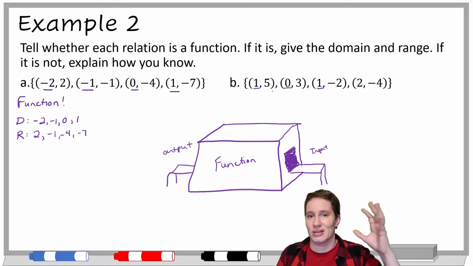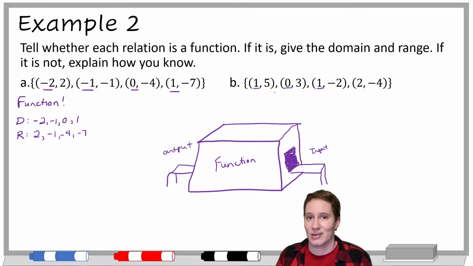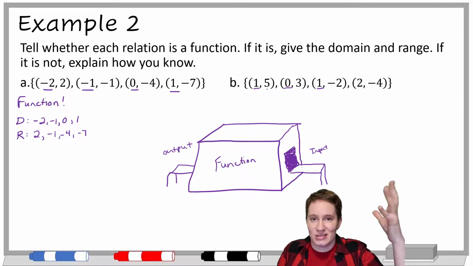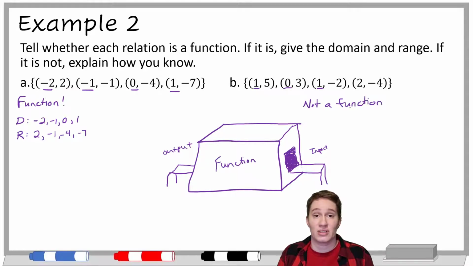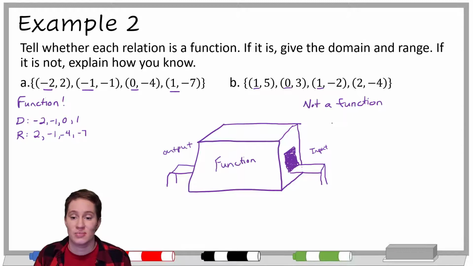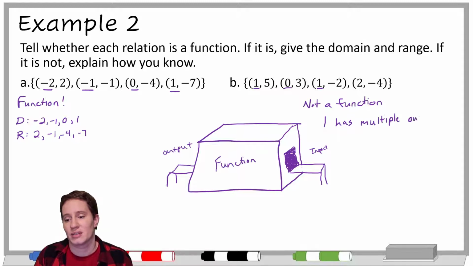Like with the way we think of how things work most of the time in the world. So it just doesn't seem like that should make sense. So this is not a function. And then since it's not a function, we're supposed to explain how we know. We know it's not a function because 1 has multiple outputs, or something to that effect. You could maybe write it a little bit differently, but still get the same kind of point across.